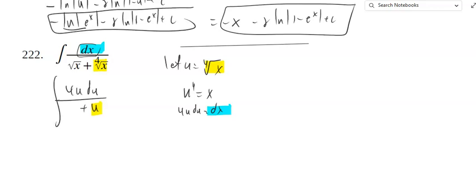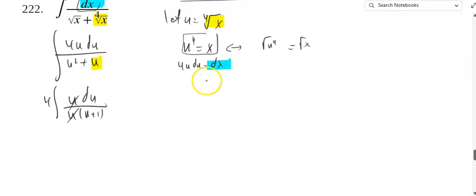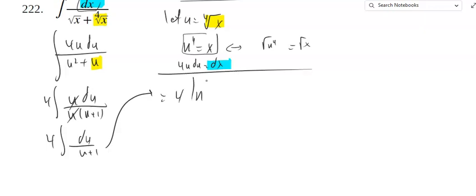And what is the square root of x? If x equals u to the 4th, square root both sides, that would be u squared. And that will be the integral of, let me put the 4 up front, I could factor a u out, and that is simply 4 times the integral of du over u plus 1. That is 4 natural log of absolute value of u plus 1.